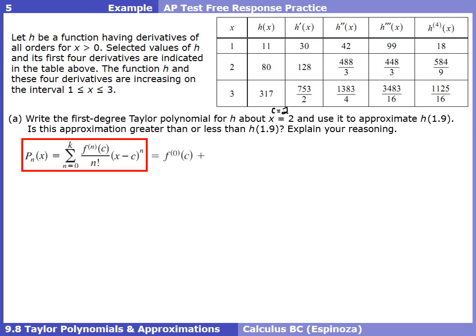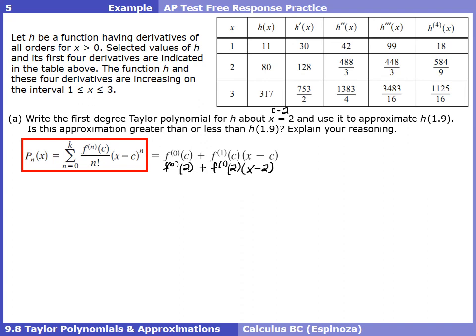So the first term always will be the 0th derivative at c. The next term always will be the first derivative at c times x minus c, and that's where we can stop, since we need the first degree. Now we need to plug in the value of c. Here we're centered about x equals 2, or in other words, c is equal to 2. So we find the 0th derivative at 2, and add to that the first derivative at 2 times x minus 2. Of course, we get those values from the table above.